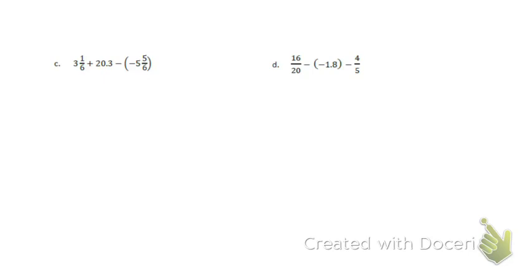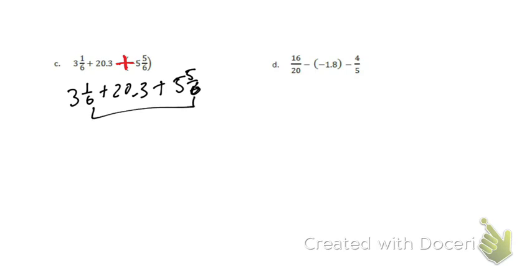Okay, and then for part C, or I guess question C, do the same thing. Start off with that same first step. That's subtracting a negative, right? Right here, subtracting a negative is the same as adding the positive. So I got 3 and 1/6 plus 20.3 plus 5 and 5/6.